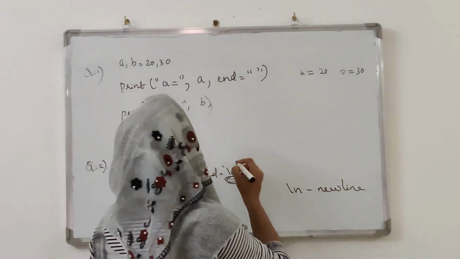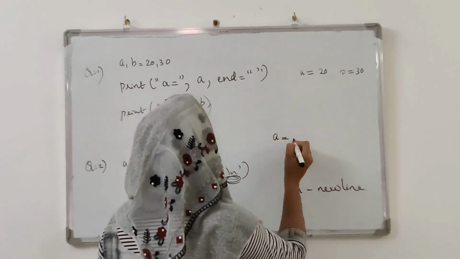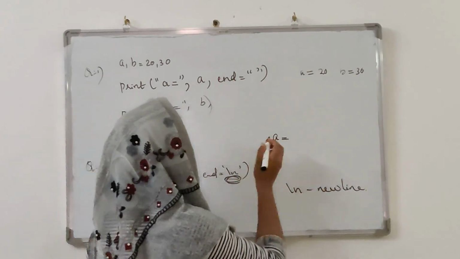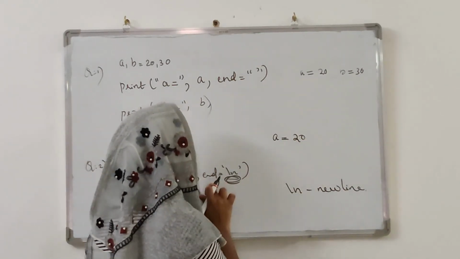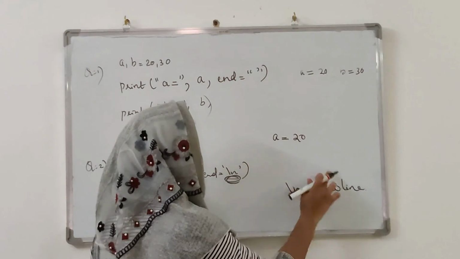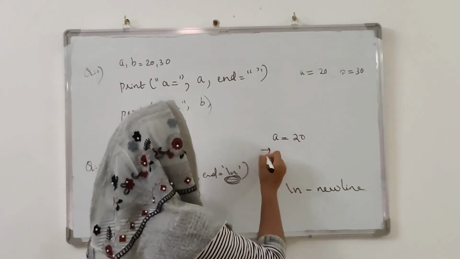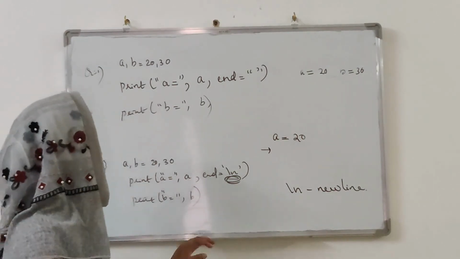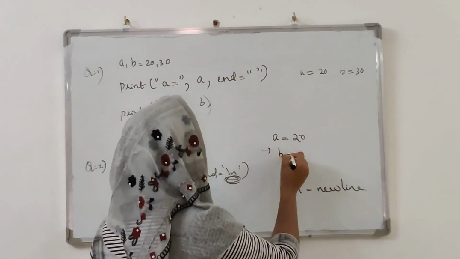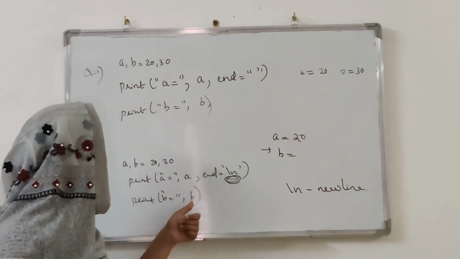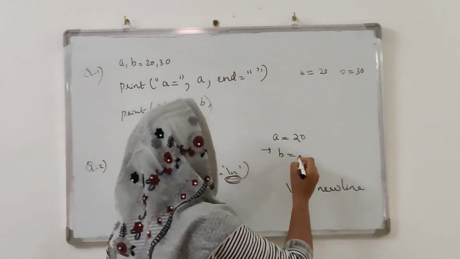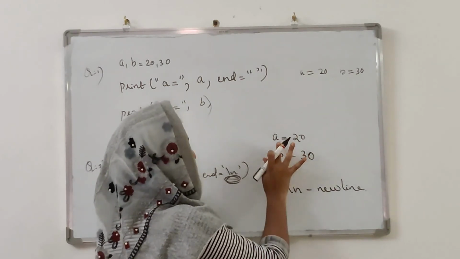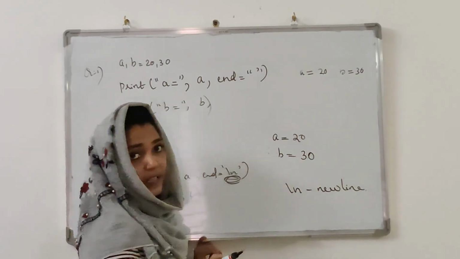So what will be our output of this question? "A is equal to" will display on the screen as it is. Then fetching the value of A, that is 20. Then end is equal to backslash n. Backslash n means the cursor will point to the new line. Then after that we are using another print statement. Then what will happen? "B is equal to" will display on the screen as it is. B means fetching the value of B. So what is the value of B? 30. So the output will be like this: A is equal to 20, B is equal to 30.